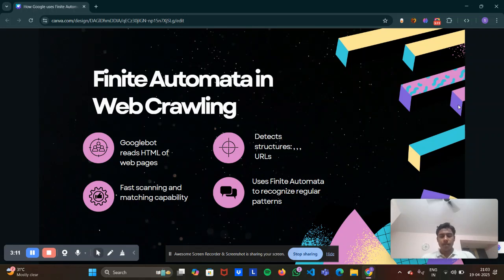For example, when identifying a heading tag, the crawler can use a deterministic finite automaton to recognize the exact string pattern and extract the heading. It's quick, reliable, and memory efficient. This makes finite automata ideal for massive scale crawling where speed and precision are essential.